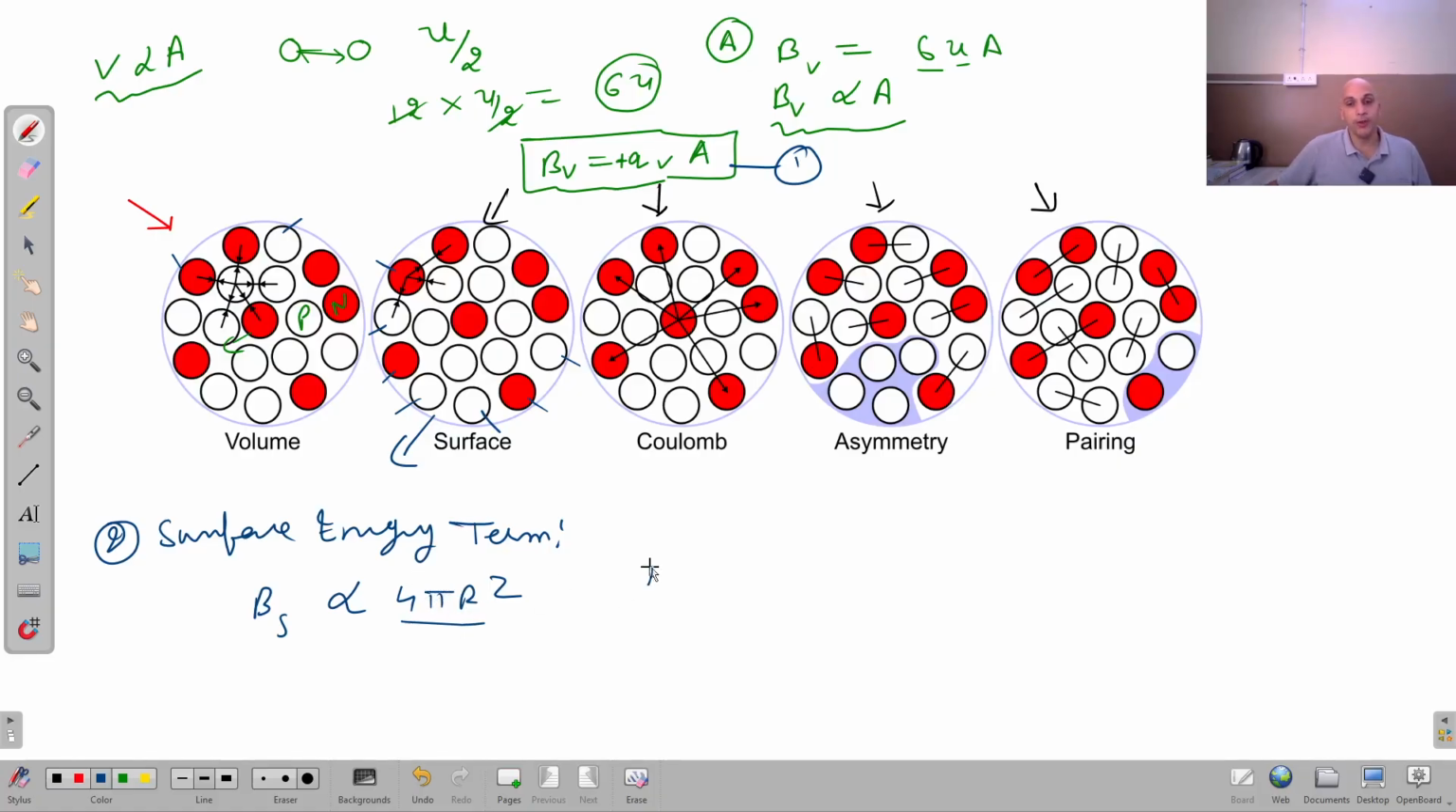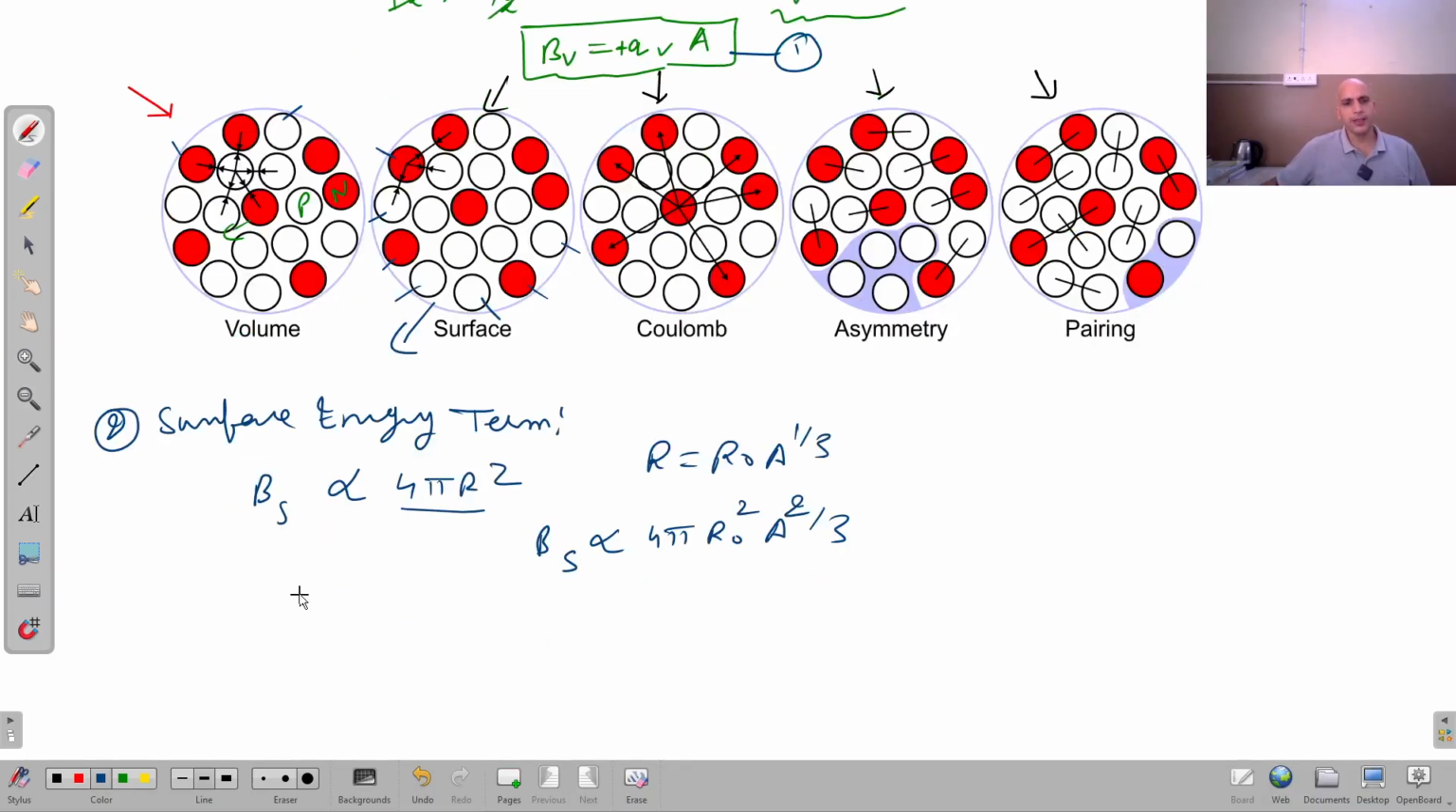So I can put, now we know very well r is equal to r naught A power 1 by 3. If I put it here, I will get Bs directly proportional to 4 pi r naught square into A power 2 by 3. So I can further simplify it. So I can write Bs directly proportional to A power 2 by 3. Or if I remove the proportionality sign, then I will write it as Bs is equal to negative As, this is the constant corresponding to the surface energy, A power 2 by 3.